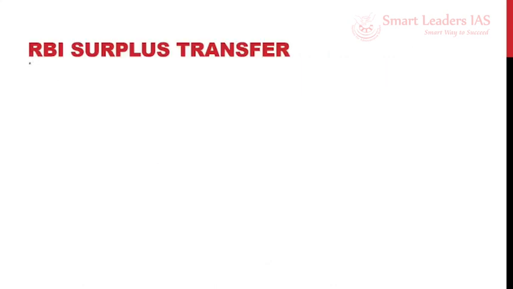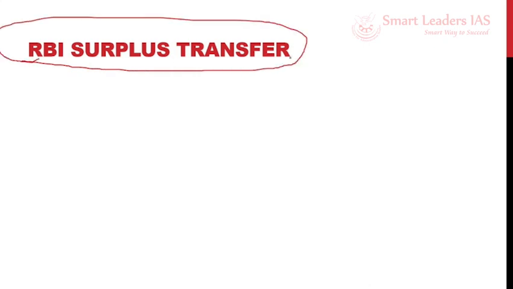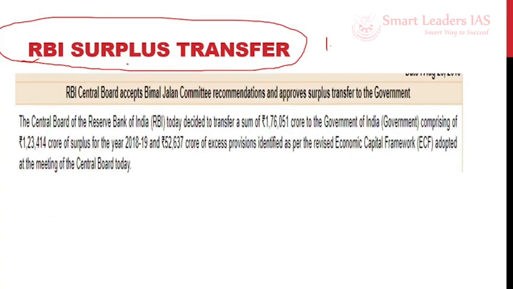The next issue that we are going to discuss is the RBI's surplus transfer. This also came to around 1.45 crores or some crores, which was out there in the news, and the government had a huge windfall because of this. What is this issue about? Why should the RBI transfer its surplus? This is what we are going to discuss.